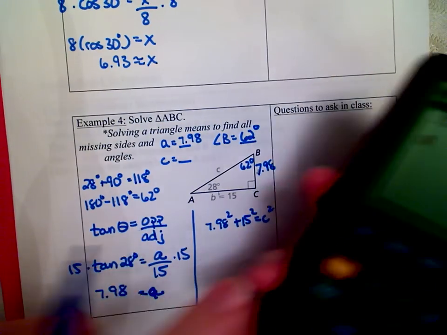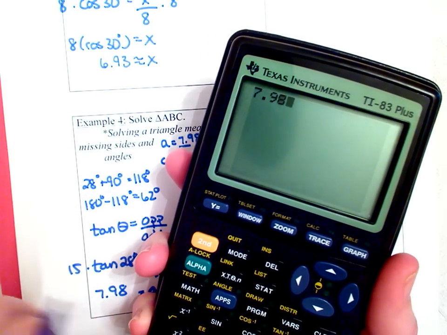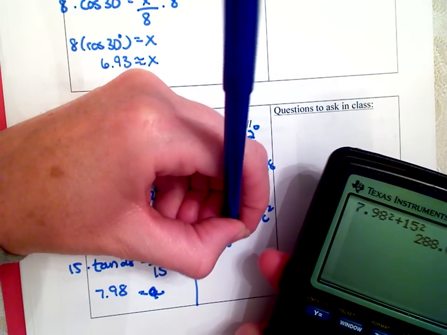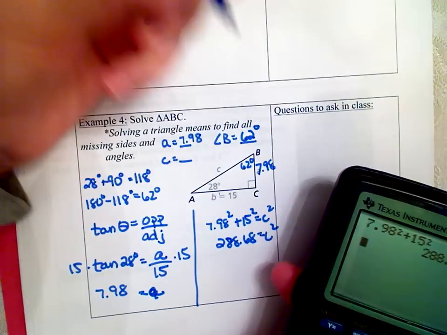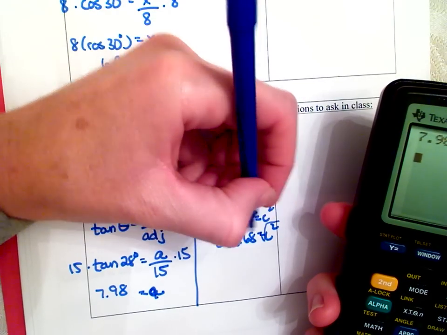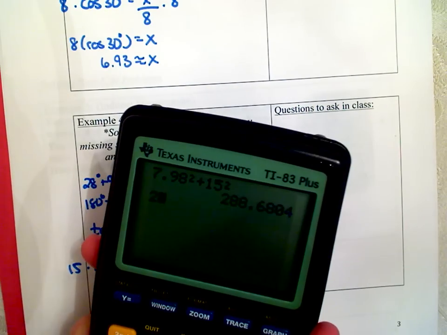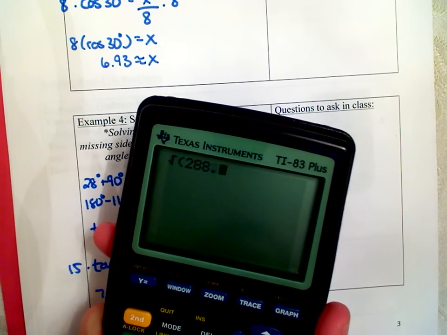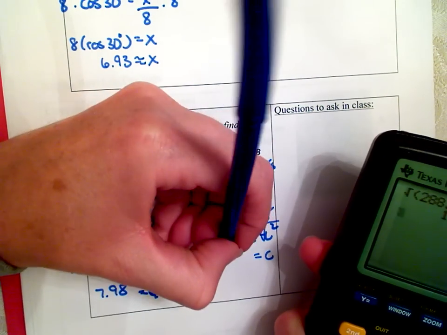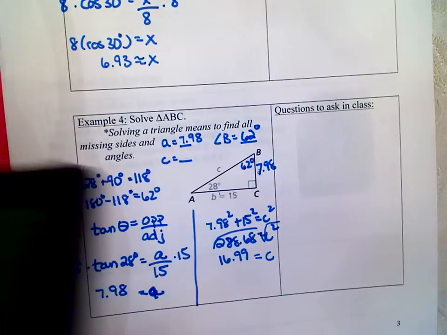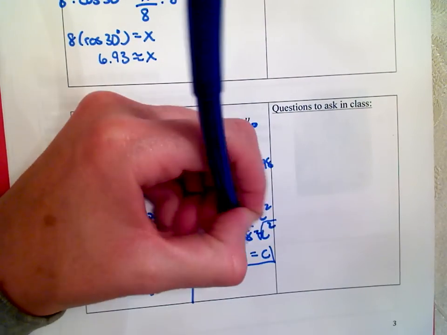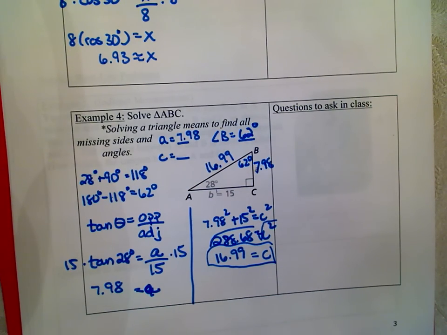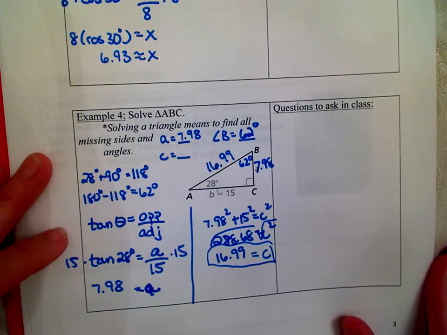And when you have something like this, you can type that all in at once. 7.98 squared plus 15 squared equals. You now know this whole side is 288.68. Now that's equal to c squared. And so to get c, you will need to square root both sides. Oops, I forgot to get the square root. Square root of 288.68 gives you approximately 16.99 or approximately 17. And now that you have found all of the missing pieces, you have solved the triangle. Again, any questions you have, please write over here.